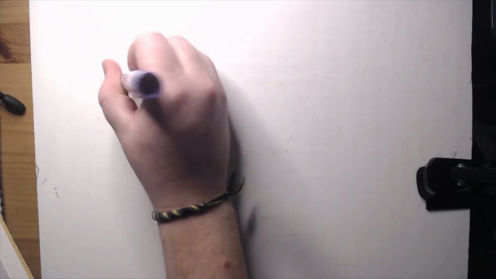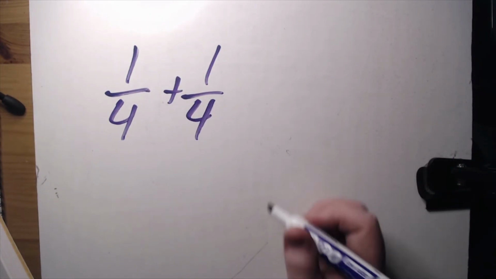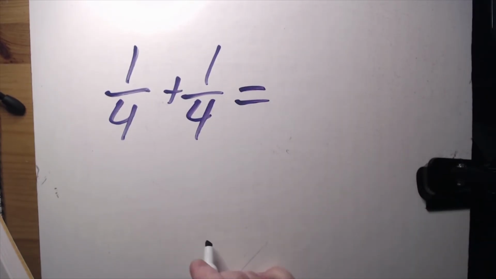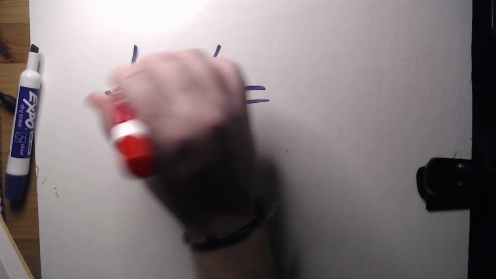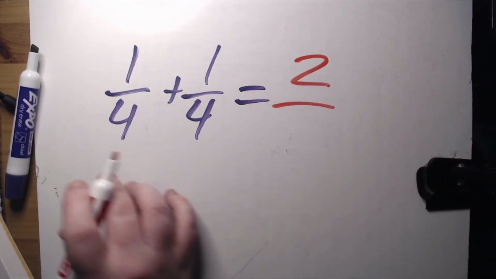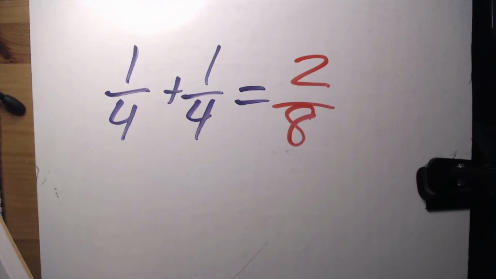Next one. Let's go ahead and do 3 more of these. Let's do, oh, this one's going to be cake. 1/4 plus 1/4. This might even help you make a cake someday. Equals 1 plus 1 is, oh, wait. Hold on. 1 plus 1 is 2. 4 plus 4 is 8. Wait a second. Hold up. What did I do wrong?